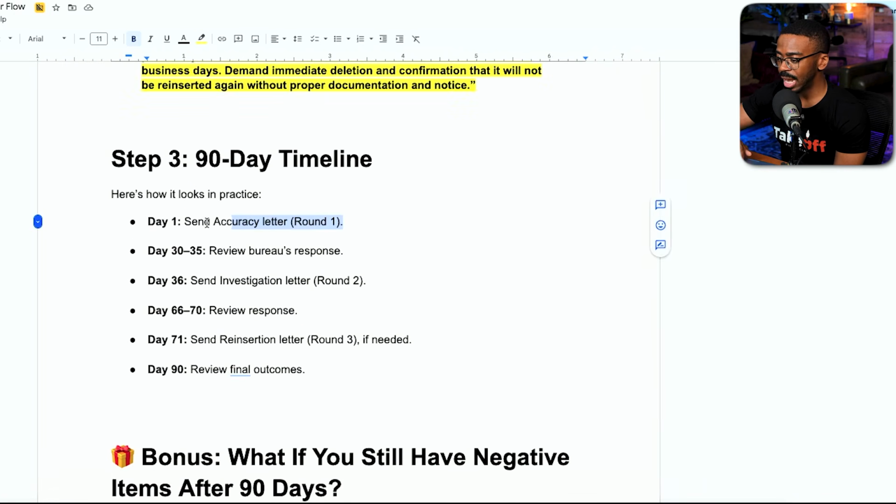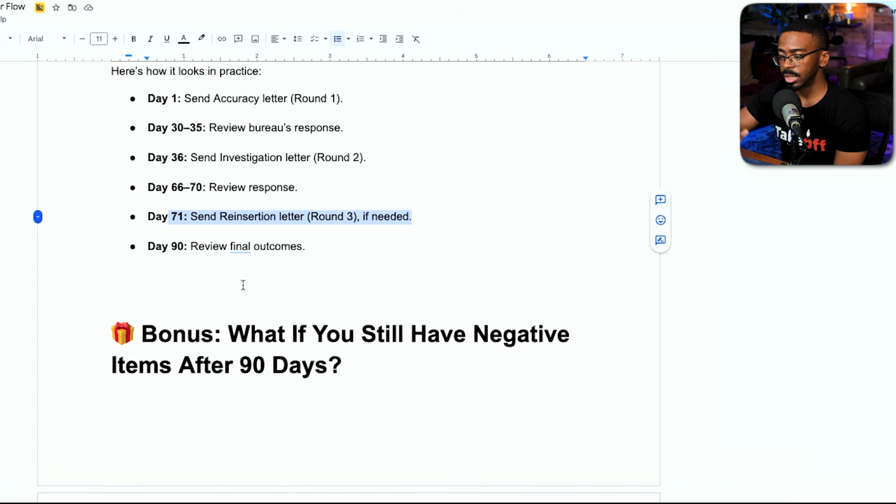So once again, step 1 is A for accuracy. After 30 to 35 days, you're reviewing the Bureau's response. And if they didn't say what you want them to say, round 2 is investigation. I for investigation. You wait another 30 to 35 days. And if they still don't get those things off, or if they do, but then they add it back, the third round is R, reinsertion. And then from there, you're reviewing the final outcomes and then deciding what's next.